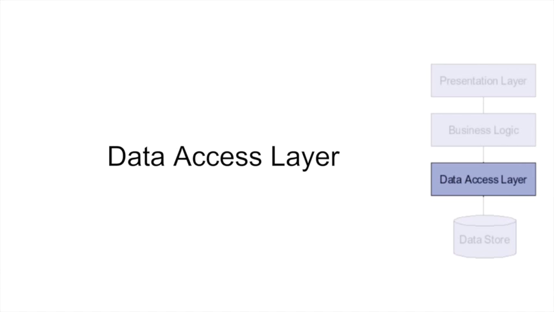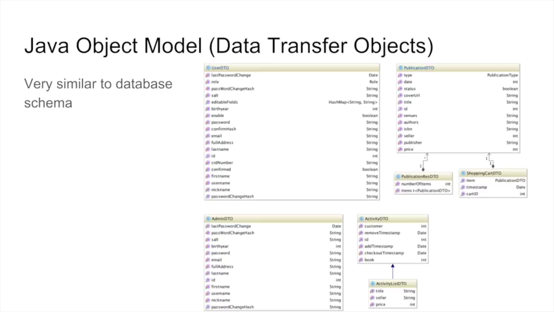And then we're going to the data access layer. The package containing Java models of the database has a structure very similar to the tables in our database. There are a few extra classes that help us group sets of publications or activities together. One of those is shopping cart.